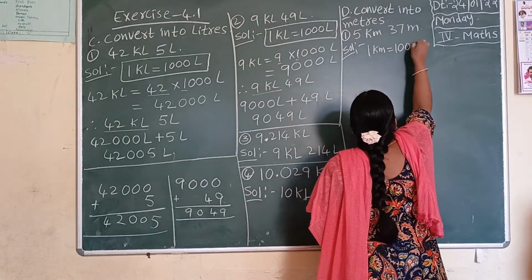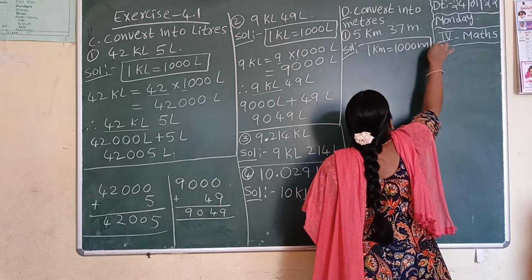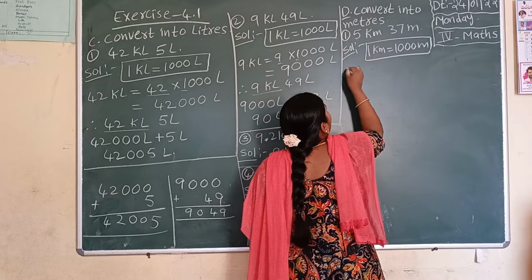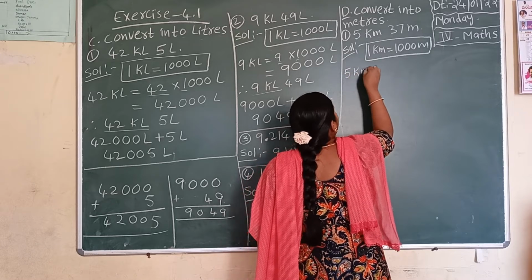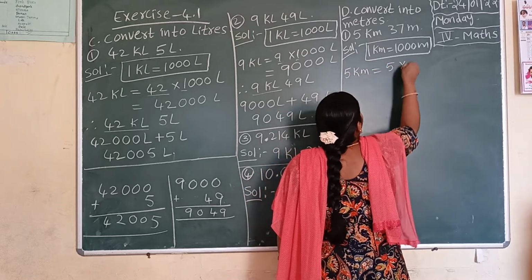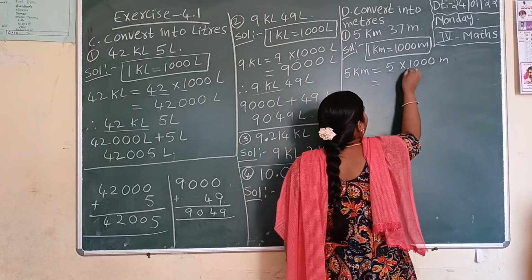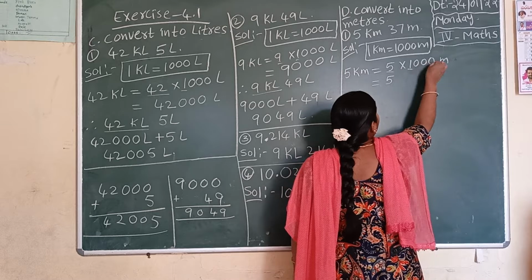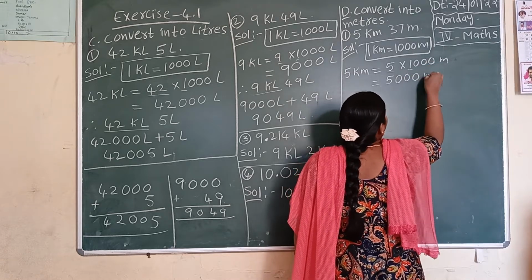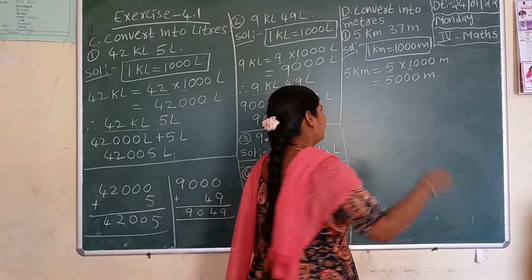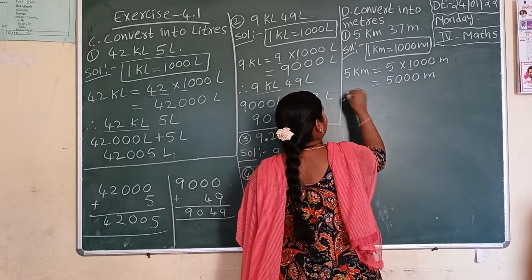1 kilometer is equal to 1000 meters. Now first convert 5 kilometers into meters. So multiply 5 with the 1000 meters. 5 ones are 5, then 1, 2, 3 zeros remaining. So 5 kilometers means 5000 meters. Now write down the total question.